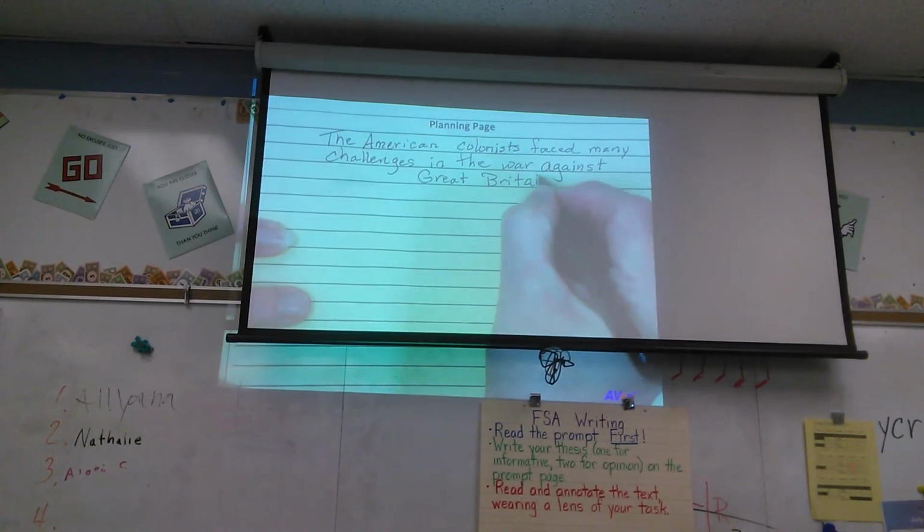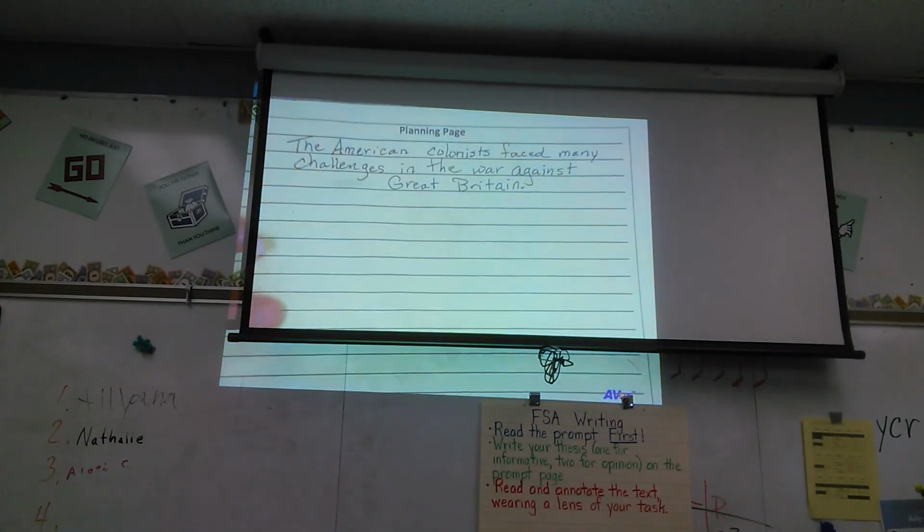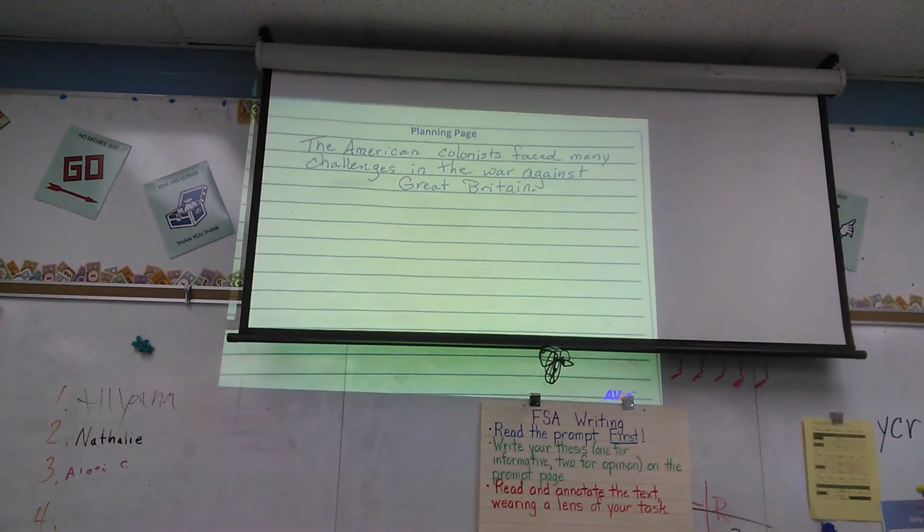And you can clearly see that the language in this thesis statement comes directly from the prompt so that we know it is aligned. And like I said, you could have written a different sentence that said the same thing. Okay? Some of you need to be careful because when you were writing your thesis, you were confusing the colonists and Great Britain. And you said Great Britain faced many challenges. Okay? So you need to be very careful.